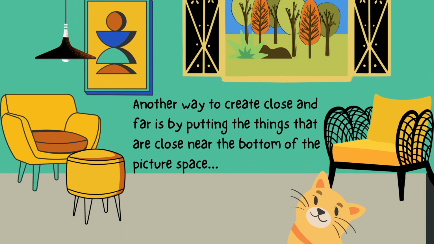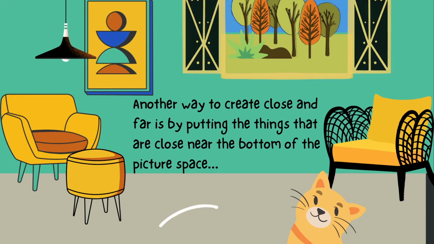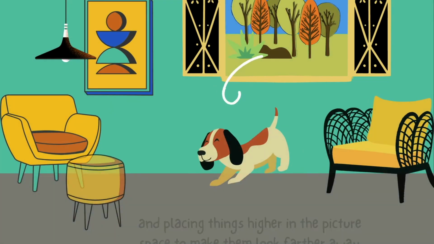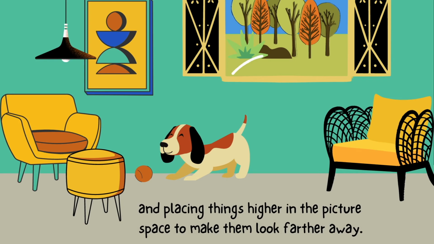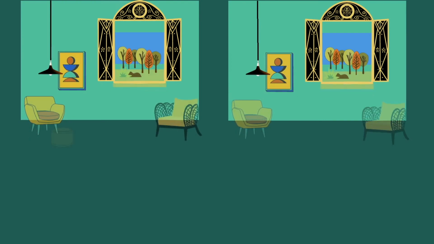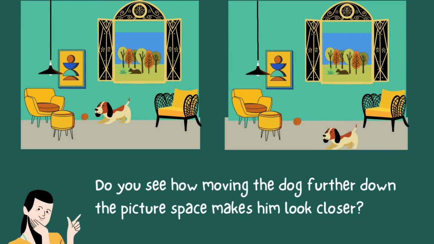Another way to create close and far is by putting the things that are close near the bottom of the picture space, like the kitty is near the bottom of the picture space, so he looks really close. And placing things higher in the picture space to make them look further away. Do you see how moving the dog further down the picture space makes him look closer?